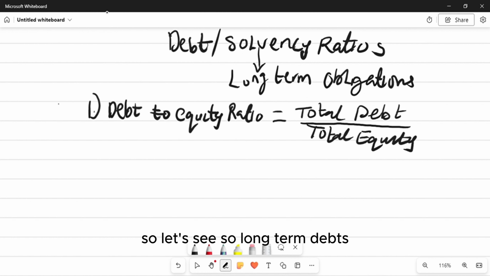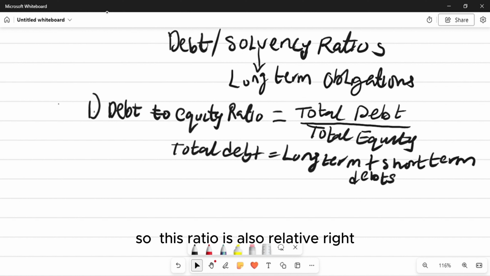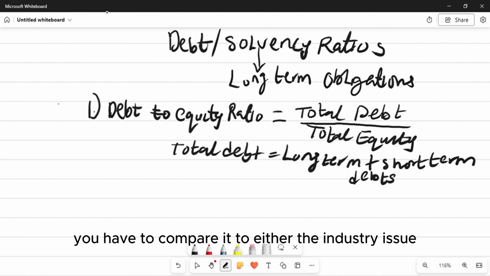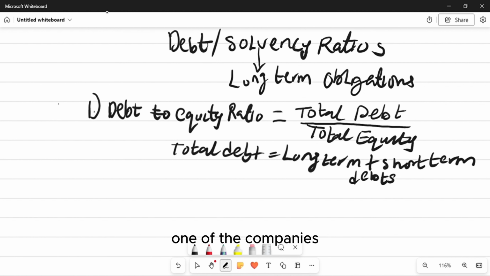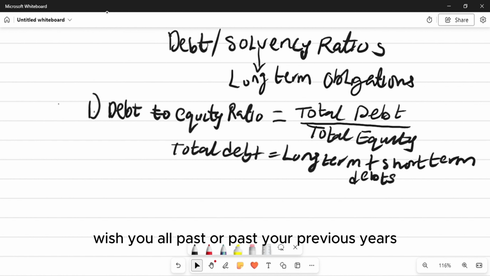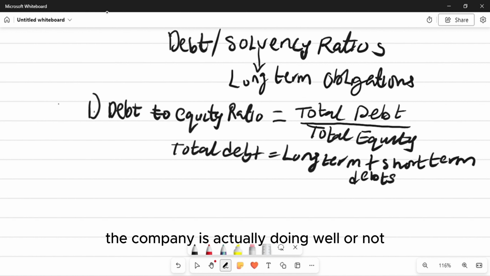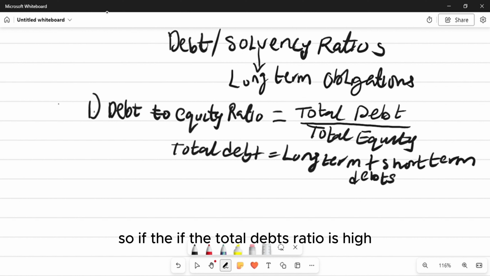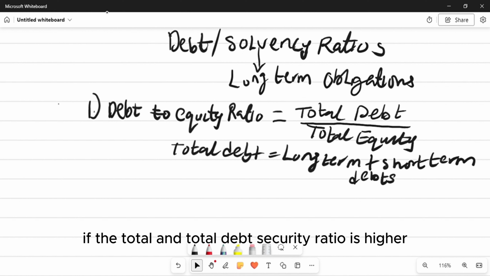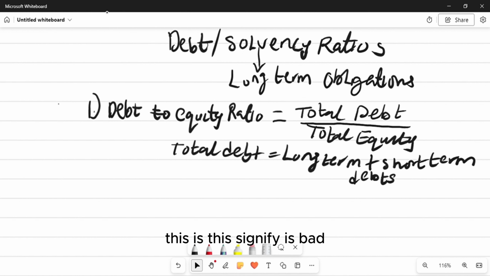So this ratio is also relative, right? Even after getting your ratio, you have to compare it to either the industry ratio, another company's ratio, or past or previous years' ratio, to know if the company is actually doing well or not. So if this ratio is higher, it is actually bad. If the total debt to equity ratio is higher, this signifies bad.